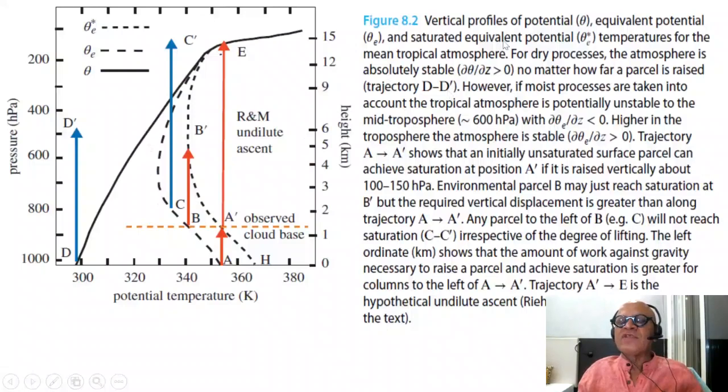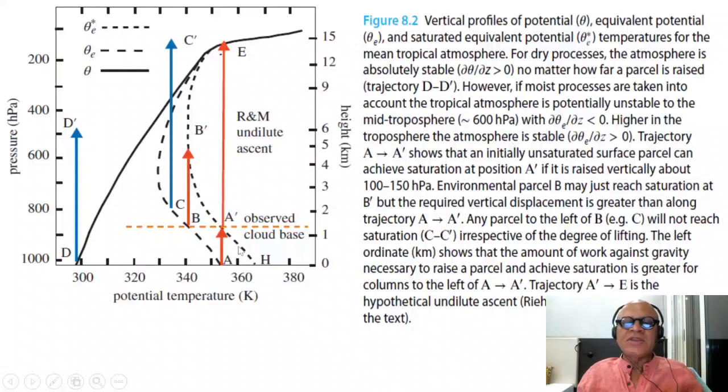So reading this more carefully, for dry processes the atmosphere is absolutely stable, d theta dz, partial theta partial z, is greater than 0. So no matter how far you raise the parcel, it's not going to get saturated. However, if moist processes are taken into account, the tropical atmosphere is potentially unstable to the mid-troposphere. So here, till about 500 to 600 hectopascal, you are unstable because you have this negative d theta e dz or d theta e star dz profile.